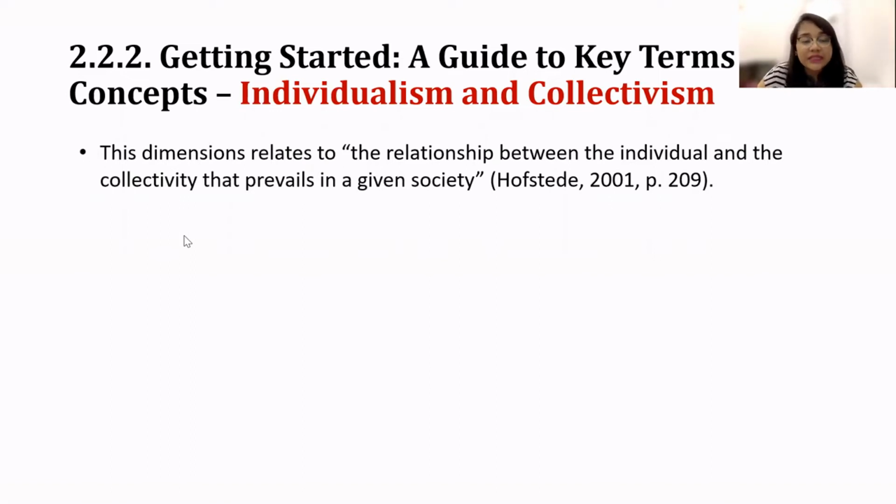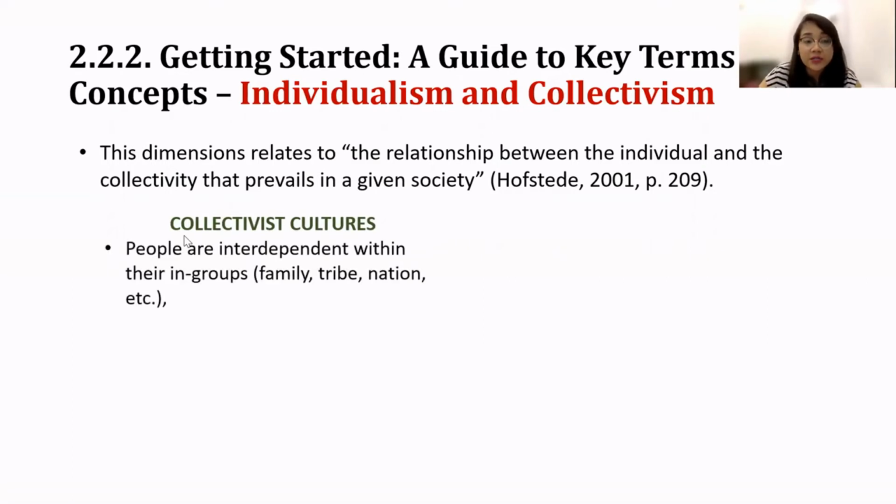These dimensions relate to the relationship between the individual and the collectivity that prevails in a given society. So some groups of society prefer to be individual, while some others prefer to be collective. Let's see how they are different. Let's start from collectivist cultures. The members of this cultural group are interdependent within their in-groups. Their in-groups mean family, nation, tribe, and many others.